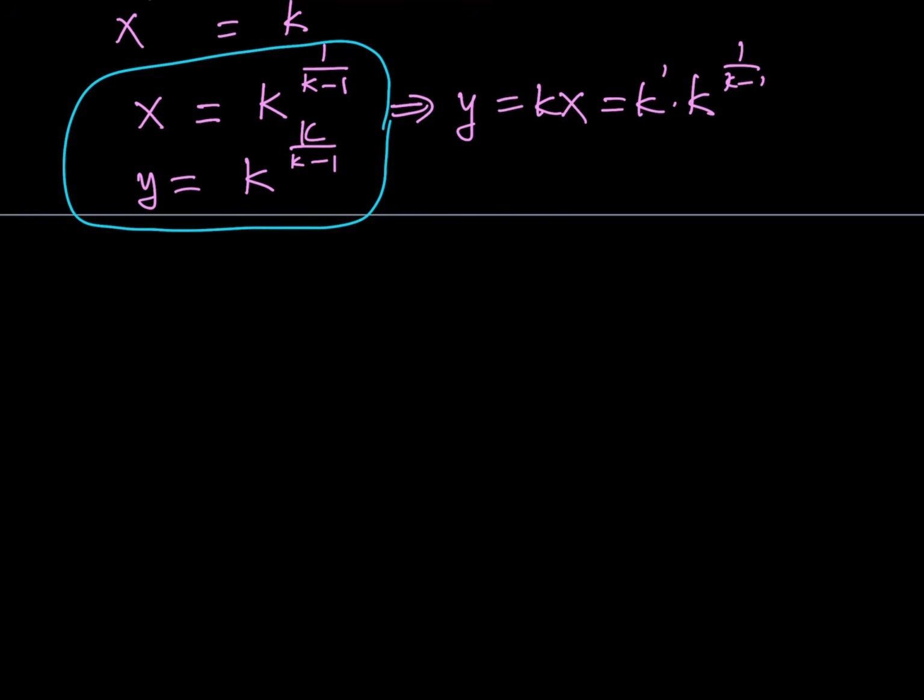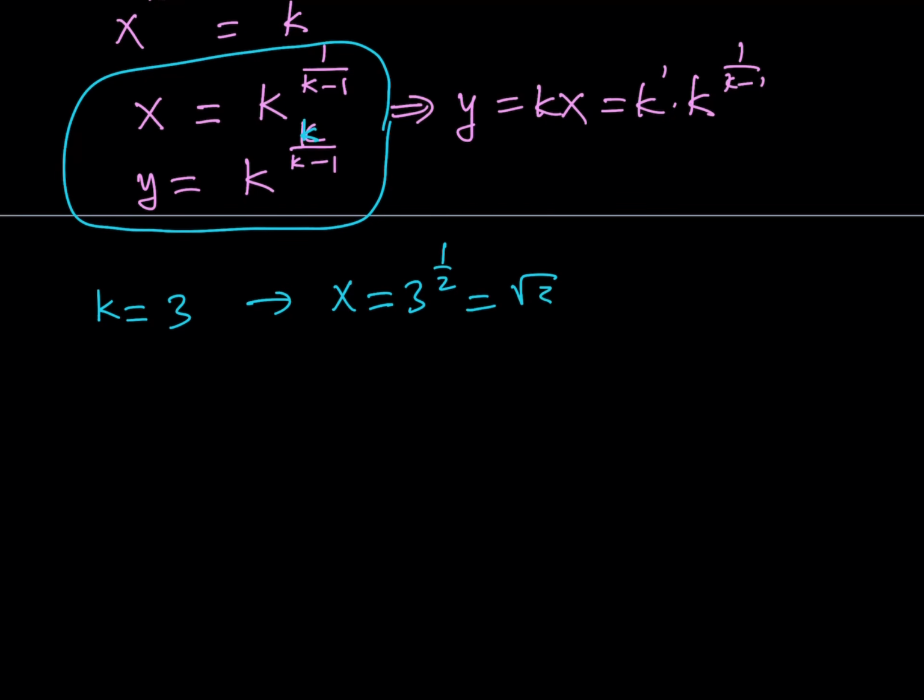So let's go ahead and explore this a little bit by using some numerical values. For example, what happens if I replace k with, say, maybe 3? k equals 3 gives us what? x equals 3 to the power 1 half, which can be written as square root of 3. And y equals 3 to the power 3 halves, which can be written as square root of 27, which can also be written as 3 root 3. So square root of 3 comma 3 root 3 satisfies this equation. And obviously x and y are interchangeable, so you can also switch them around.